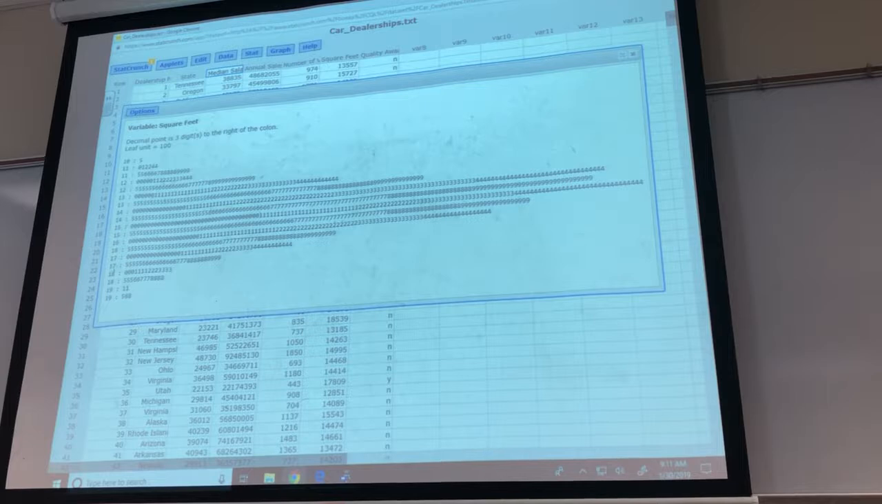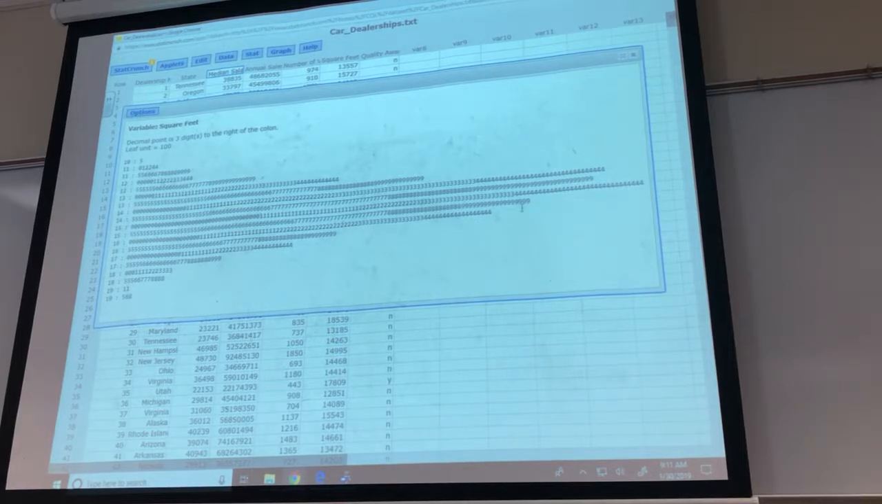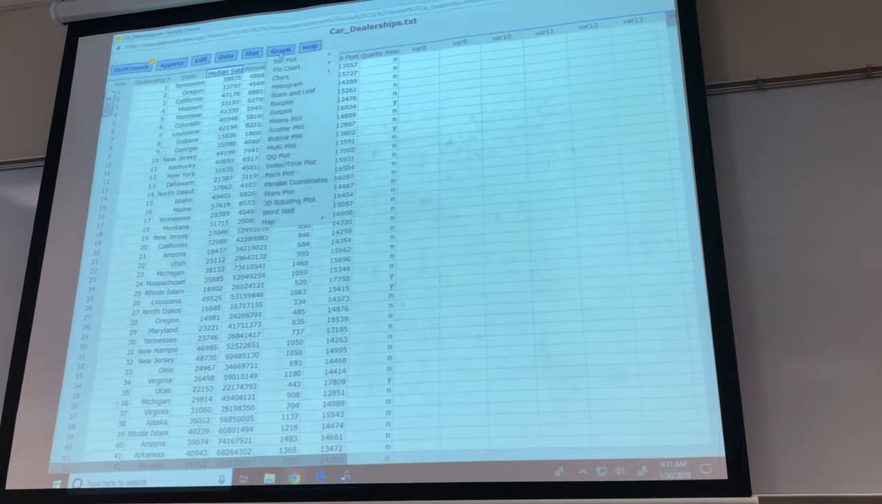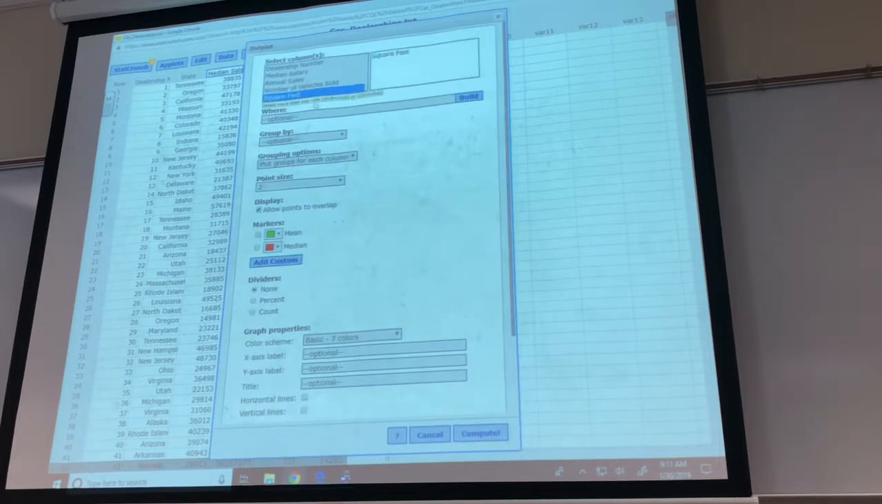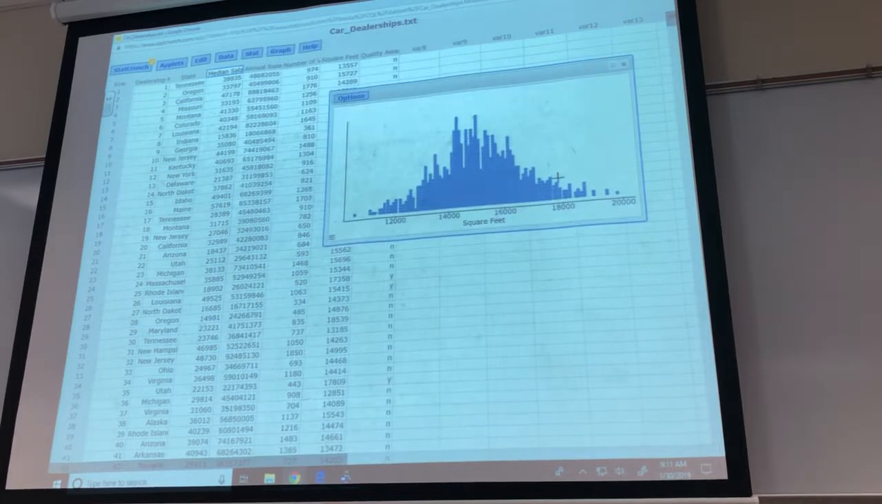They went ahead and did a split stem and leaf plot for this one, which makes sense because these are really, really long. So there's my stem and leaf plot. If I go to Graph down here, my dot plot for my square footage, compute it, that's what my dot plot would look like for that one. It looks very similar to the histogram as well. So those are the three.